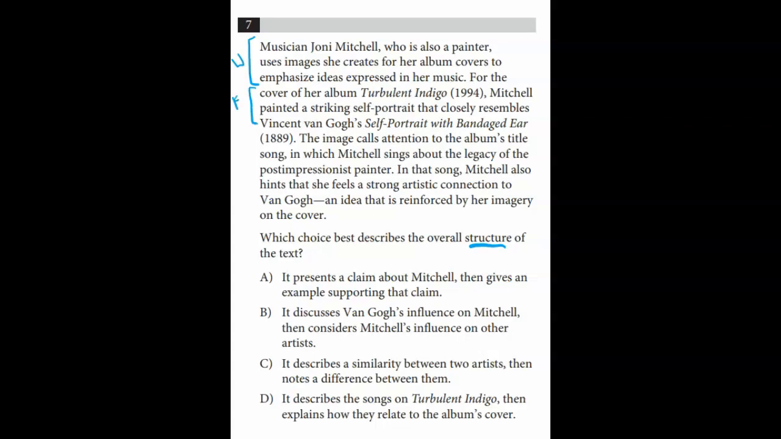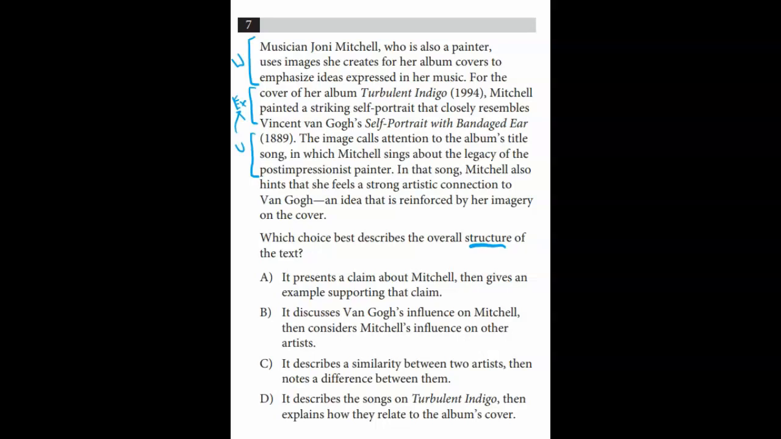So this is evidence or an example. I'd say example because it's not proving a point. This is what she does. The image calls attention to the album's title song, in which Mitchell sings about the legacy of the post-Impressionist painter. So this is kind of why she did that, explaining the example.